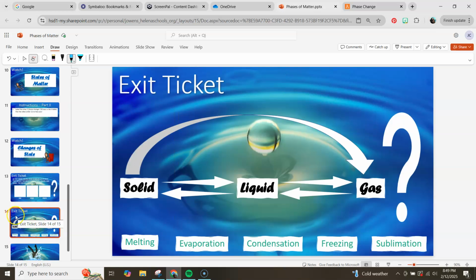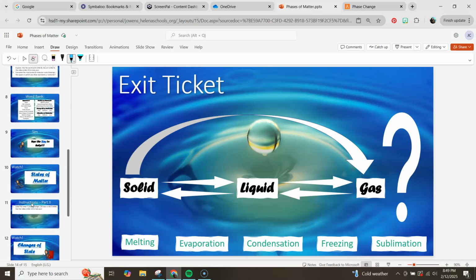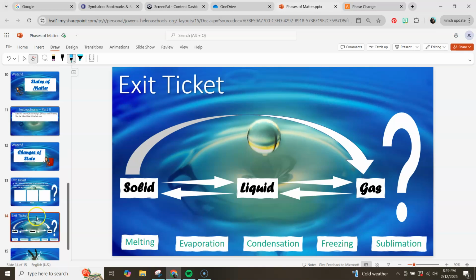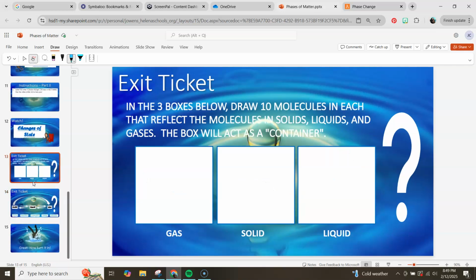Okay, once your little worksheets are figured out and you guys have finished your gases, your liquids, and then filled in the information I gave you for the solids, plus labeling those phase change arrows, you guys will go ahead and complete your exit ticket. In the 3 boxes below, draw 10 molecules in each that reflect the molecules in solids, liquids, and gases. This box here will act as a container. So again, draw 10 molecules in each. Show me how those molecules behave in a gas, a solid, and a liquid. This is very similar to your molecular scale drawing.